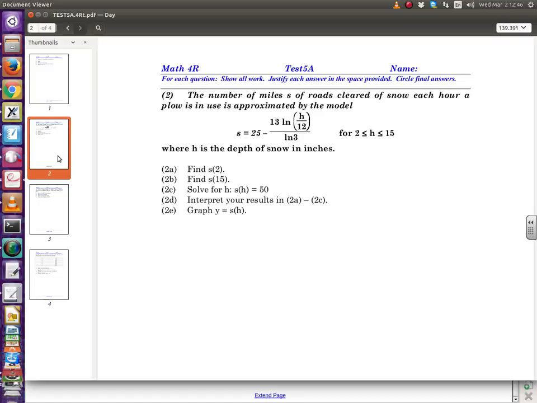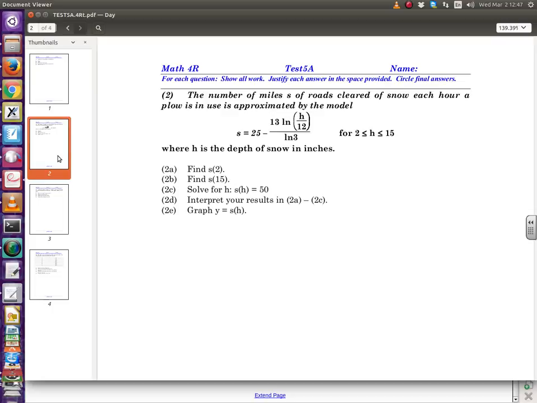So the number of miles S of roads cleared of snow each hour a plow is in use, like a truck during the snowstorm, is approximated by this model where H is between 2 and 15, and H is the depth of snow in inches. Notice where it says H over 12, we're really plugging in feet into the ln, right? Find S of 2, find S of 15, and part D, interpret your results of A, B, or C. So rewrite one of those as a sentence. What you get in A and B or C, right?